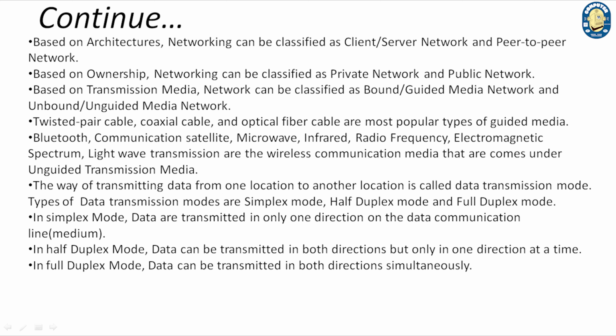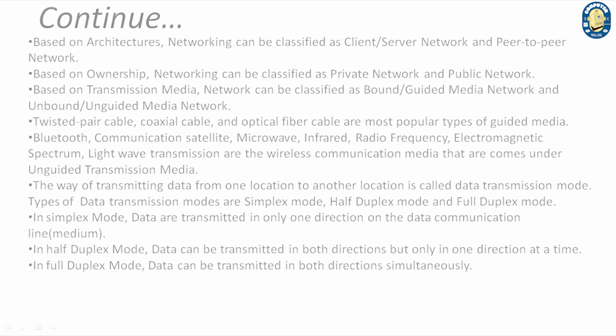In simplex mode, data are transmitted in only one direction on the data communication line. In half-duplex mode, data can be transmitted in both directions but only in one direction at a time. In full duplex mode, data can be transmitted in both directions simultaneously.